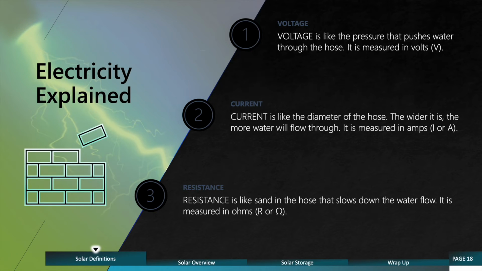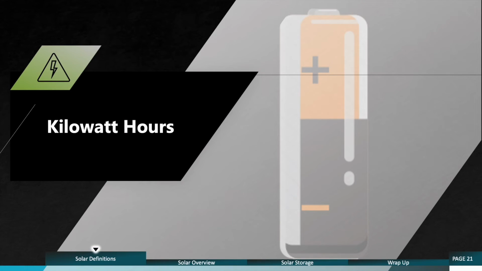Resistance we're going to learn a little bit more about later, but we're going to give you that definition now so that you can recognize it. Resistance is like the sand in the hose that slows down the water flow, or even kinking a hose. It's going to slow the water flow. It's measured in ohms. We usually see the ohm symbol or an R in our power formulas when we're determining these.